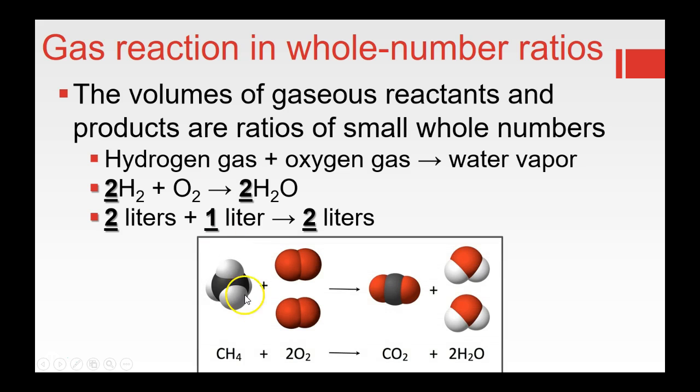If we were to look at a different gas, let's say methane and oxygen burns to make carbon dioxide and water, 1 molecule of methane, 2 molecules of oxygen is going to make 1 molecule of carbon dioxide and 2 molecules of water. Nothing really new here, but those ratios will come into play when we start doing some calculations with gas volumes.